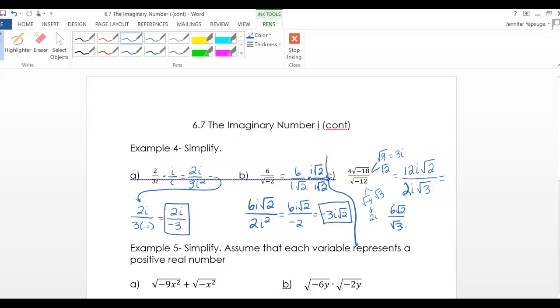Okay, and then let's rationalize our denominator. So we're going to multiply by square root of 3 over the square root of 3. And that's going to give us 6 times the square root of 6 over 3. And then our final answer when we simplify is going to be 2 times the square root of 6.